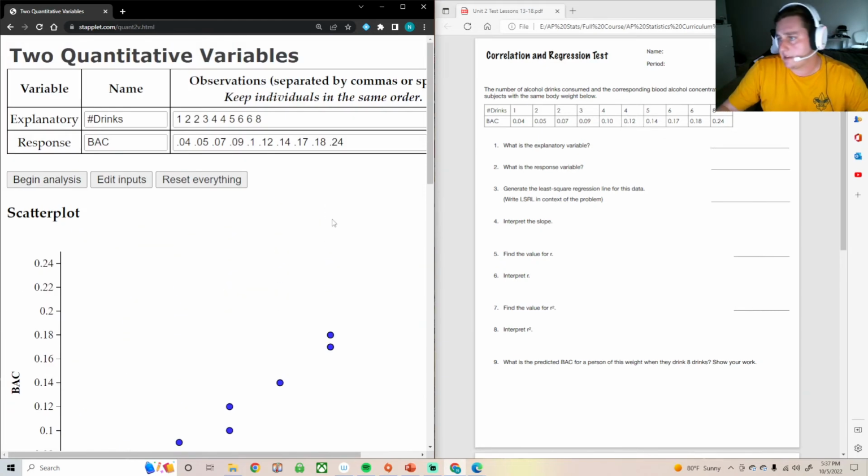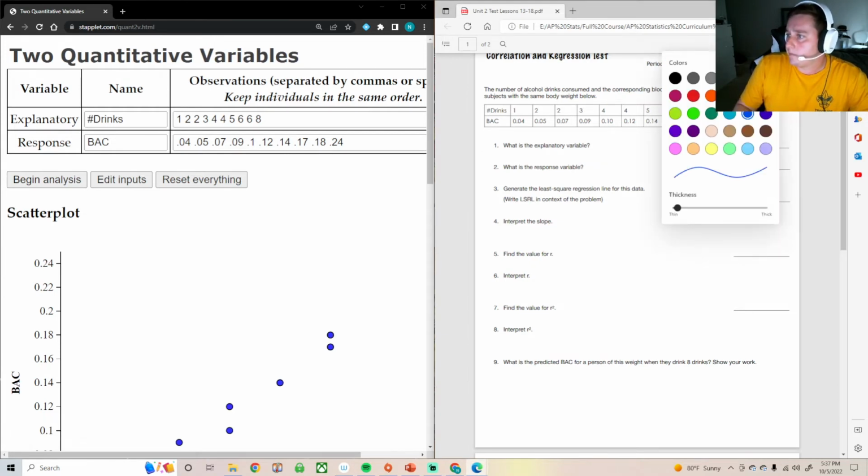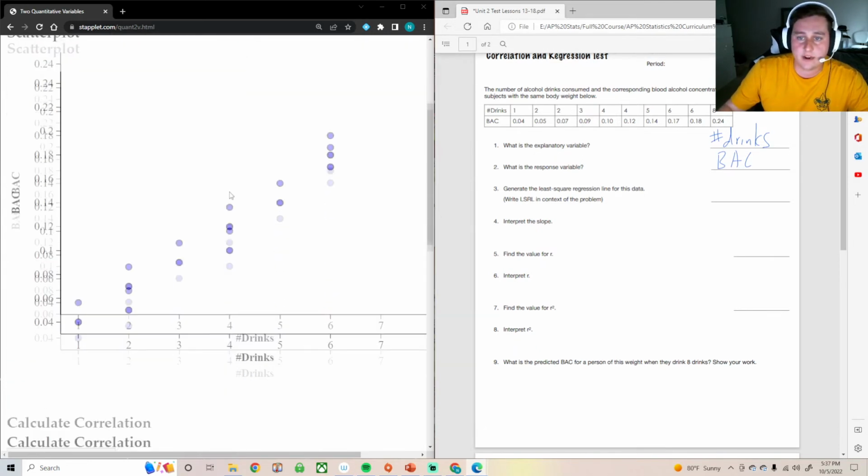And oh, well, I guess I should go in order, right? So let's go in order. All right, so the explanatory variable in this case is number of drinks. The response variable is the other one, blood alcohol concentration. Write the least squares regression line for this data and write it in context.